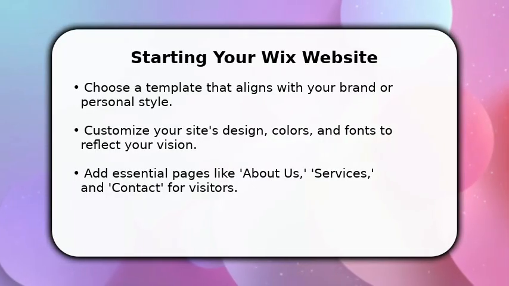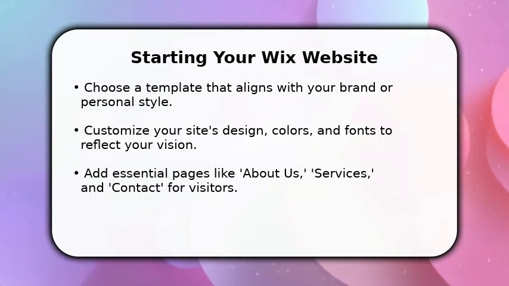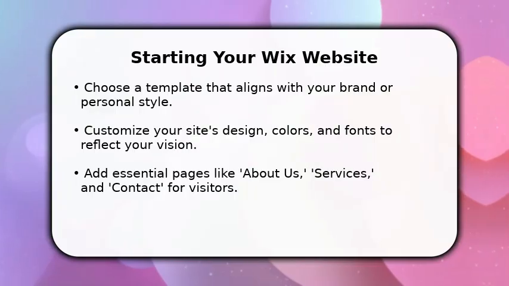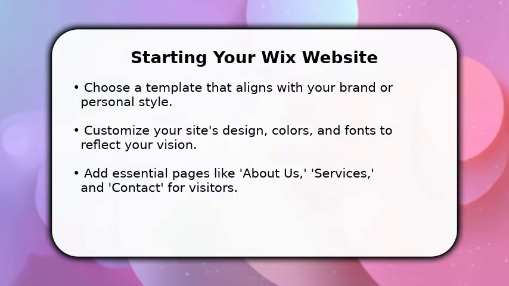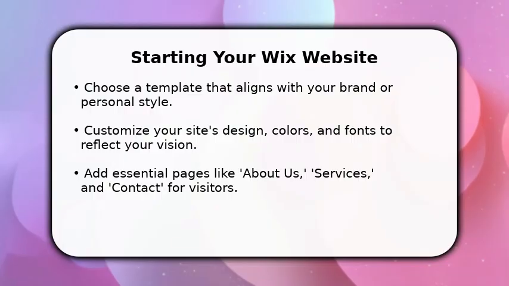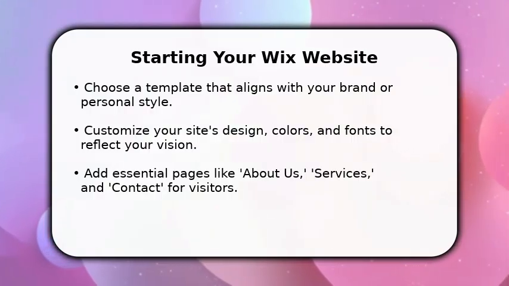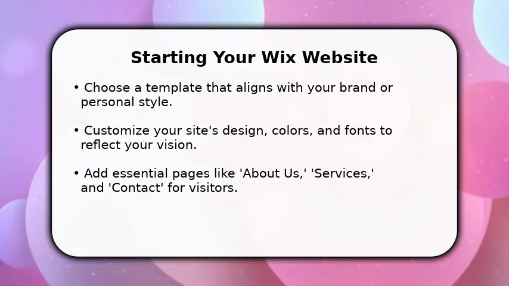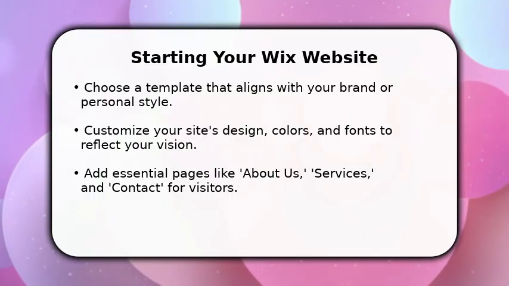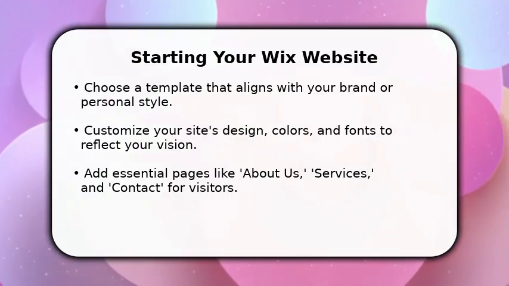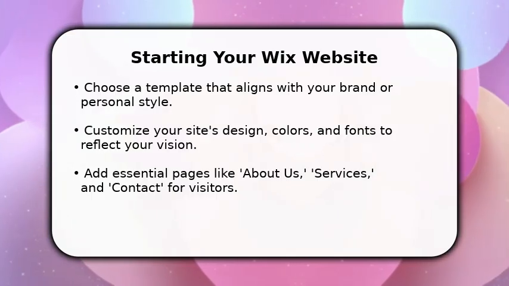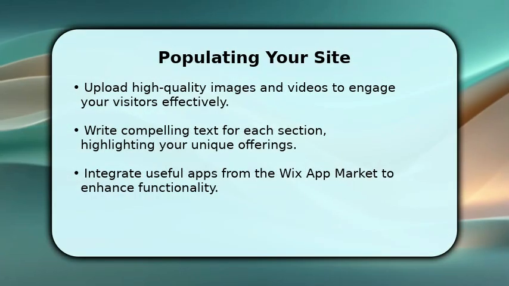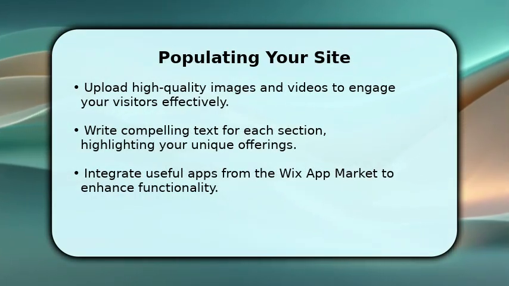In this video, I will explain how to make a cool Wix website step by step. First, you will select a template from Wix's extensive library of over 800 options. This template serves as your site's foundation. Next, personalize your design by adjusting colors, fonts, and layouts to match your unique brand. Finally, add crucial pages such as an About Us section, a services page, and a contact form to provide comprehensive information for your visitors.